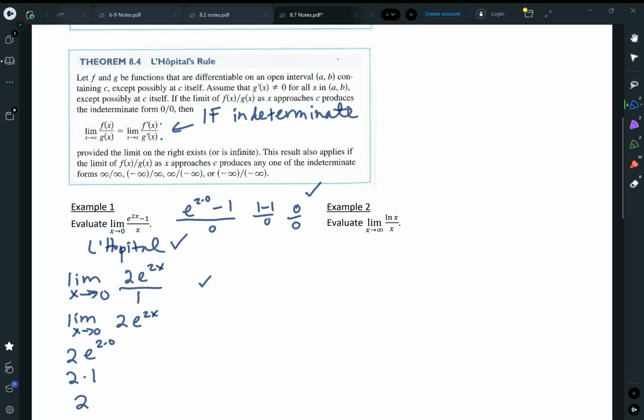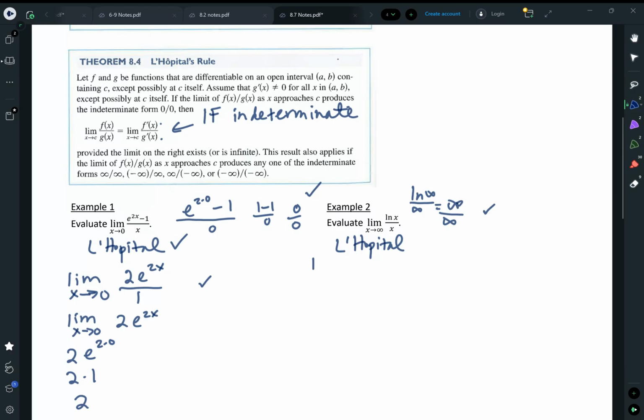On the next one, I have natural log x over x. What happens as x approaches infinity? Well, when I take the natural log of a bigger and bigger number, I just get a bigger and bigger number. So that's going to be infinity over infinity. This is indeterminate again. Because we showed it's indeterminate, and I probably want to write this, now I can say that I'm using L'Hopital's rule, and you have to say that for the AP test.